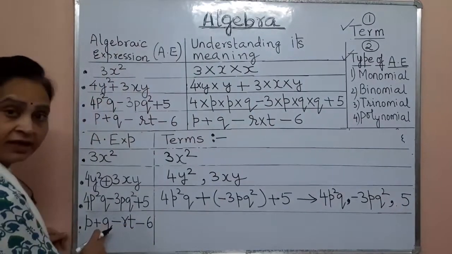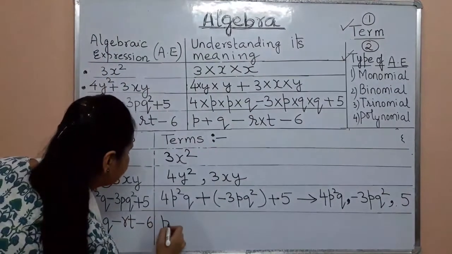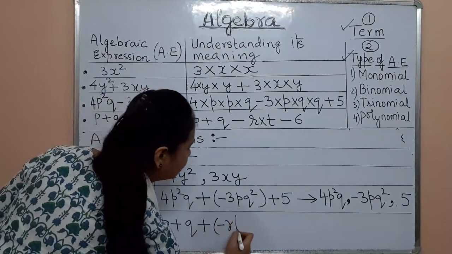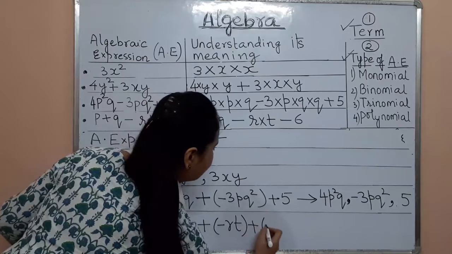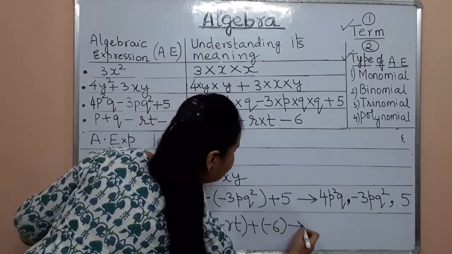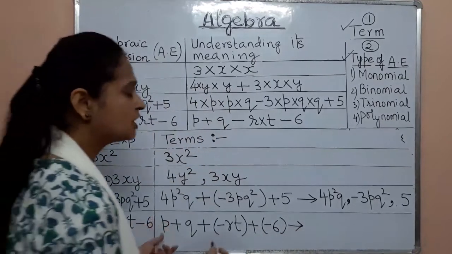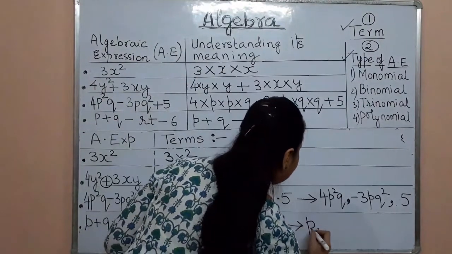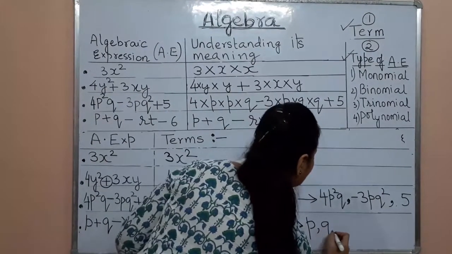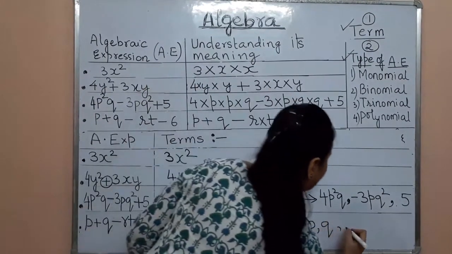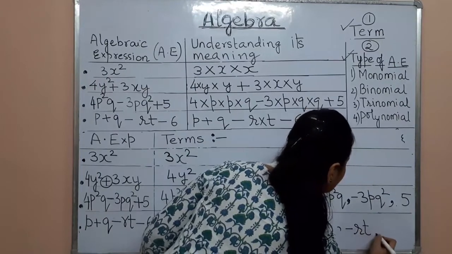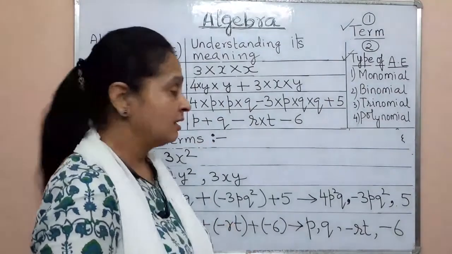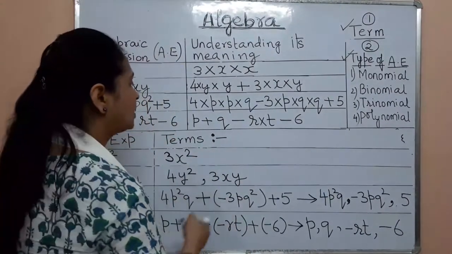Now in the same way, here also we will have to arrange. It is p plus q plus, this will become minus rt plus minus 6. Now you can easily see the list of terms: they are p, comma, q, comma, minus rt, comma, minus 6. So this is clear. Now I am sure what terms are.